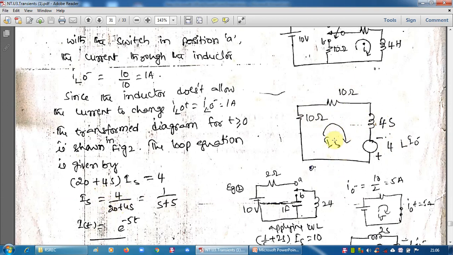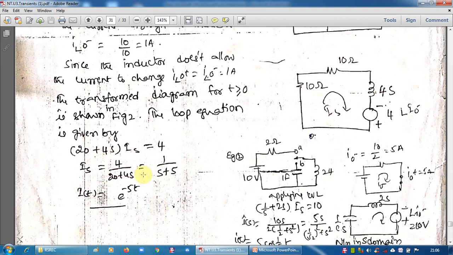What is I here? I is nothing but V by total impedance. Total impedance means 10 plus 10 plus 4S, 20 plus 4S. IS equal to 4 by 20 plus 4S. If you simplify this, it is 1 by S plus 5. So this is the expression for the current in the circuit in S, IS.